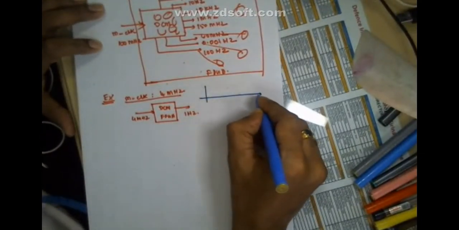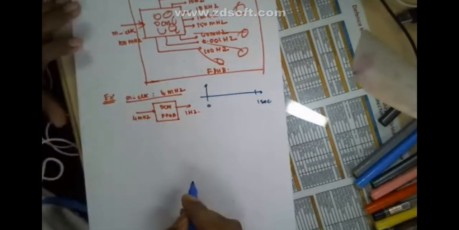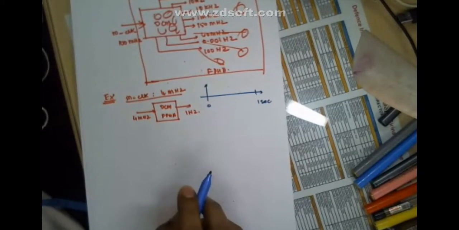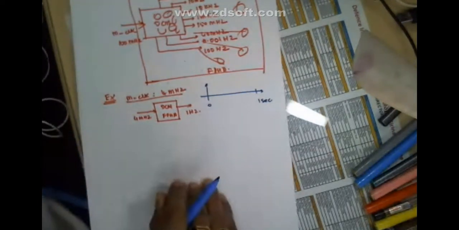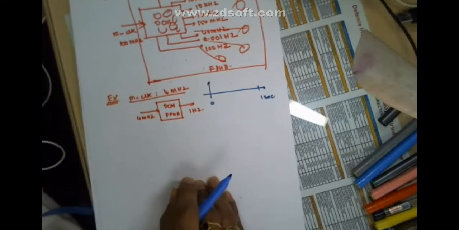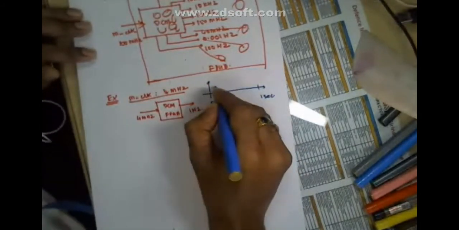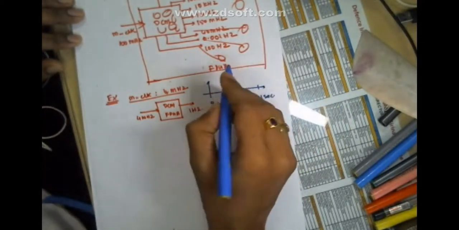Suppose this is 0, this is 1 second. What is the frequency first of all? Anyone can tell me what is frequency? Number of cycles per second. Correct. That means, in a sinusoidal signal we call this the number of cycles; here we call this the number of pulses.